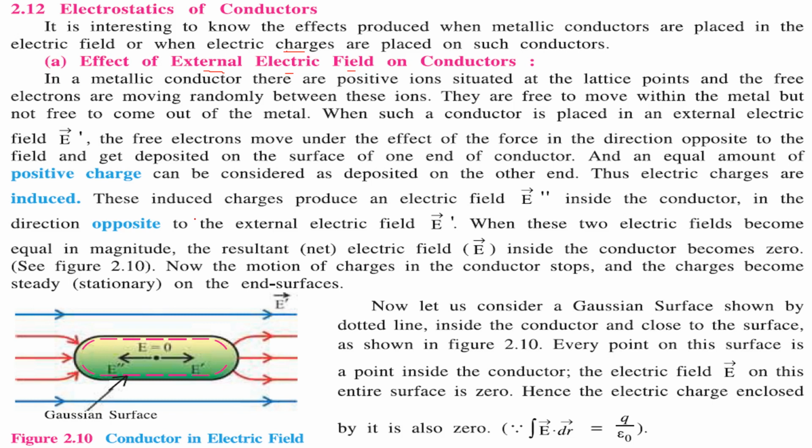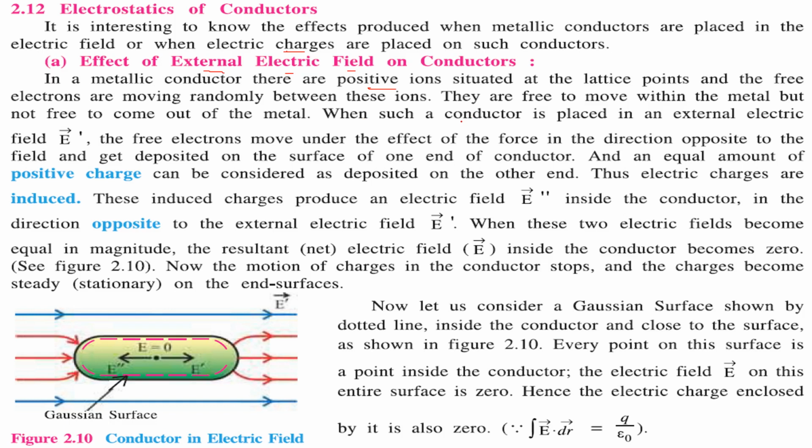In a metallic conductor, there are positive ions situated at the lattice points, and there are free electrons. These electrons move randomly between the positive ions, and they are free to move in the metal, because we know that in a metal there are free electrons. That is why they conduct electricity. But they don't come out of the metal. They move inside the metal.